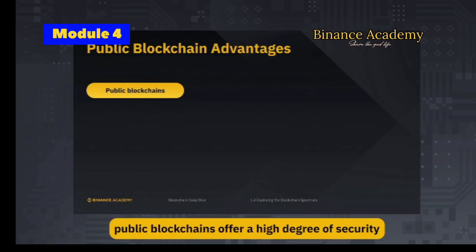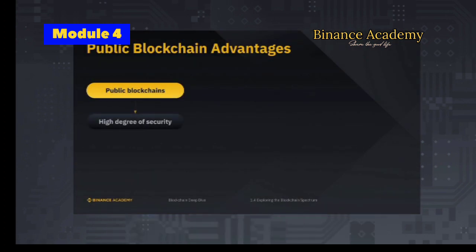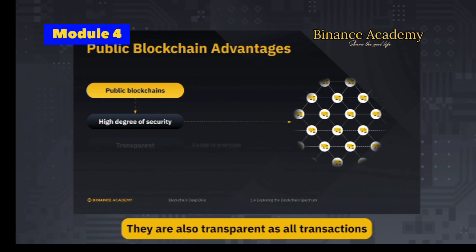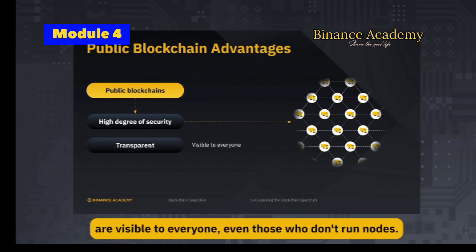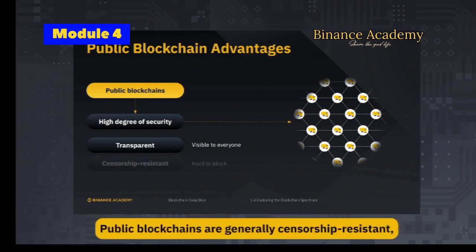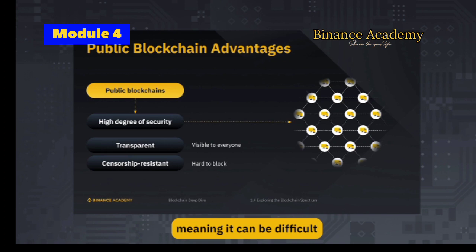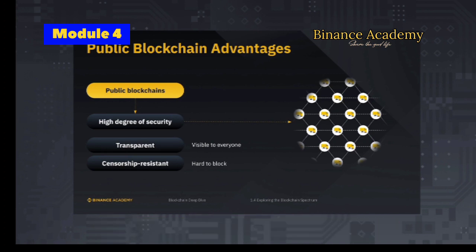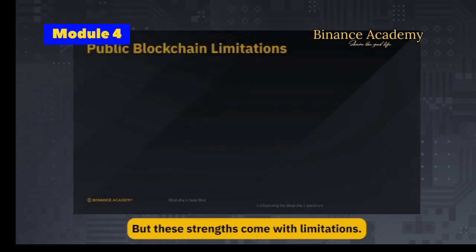Public blockchains offer a high degree of security, as they are supported by a large network of nodes that validate transactions. They are also transparent, as all transactions are visible to everyone, even those who don't run nodes. Public blockchains are generally censorship-resistant, meaning it can be difficult for central authorities to block or control transactions. But these strengths come with limitations.